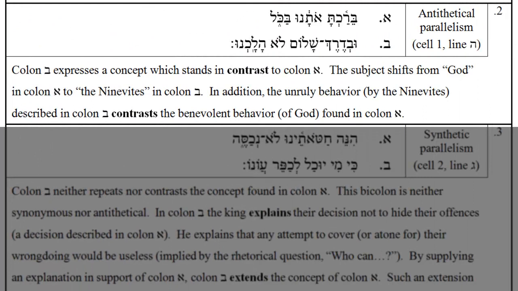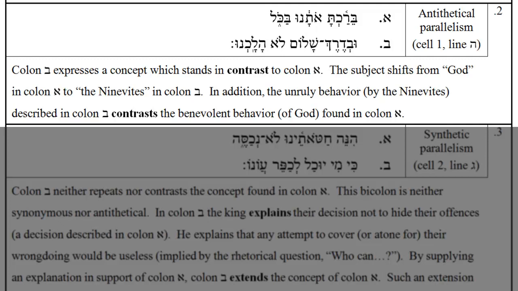Now let's turn our attention to example Shtayim. Here we encounter antithetical parallelism. This example comes from the same Jonah episode, but this time cell 1, line Hey. Berachta otanu bakol, uvederech shalom lo halachnu.